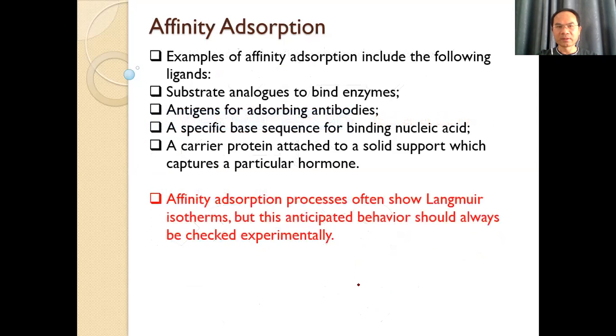Affinity adsorption includes the following ligands, mostly used in bioprocessing: a substrate analogue for adsorbing an enzyme; an antigen for adsorbing an antibody, where the antigen is the ligand attached to the support; or a specific base sequence for binding and adsorbing nucleic acid. Also, a protein attached to the solid support can capture a particular hormone. We use the protein to separate hormone, for example.